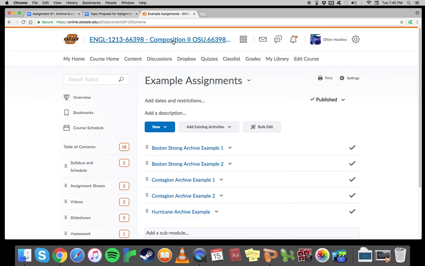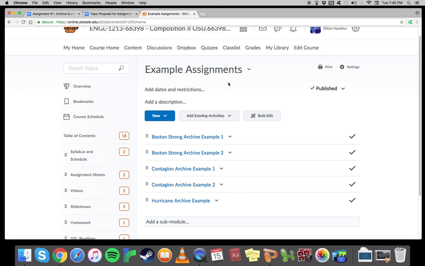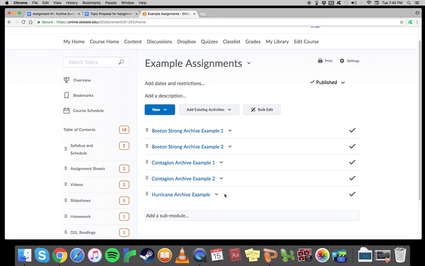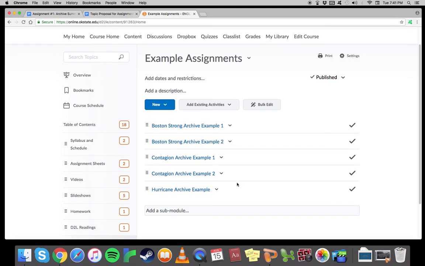If you go to D2L, under Content, you will find Example Assignments, another tab, and I have provided 5 examples of past students, okay? 2 student examples from the Boston Strong Archive, 2 student examples from the Contagion Archive, and then an example from the Hurricane Katrina Archive, all right? So these are slideshows. These are what past students have done. So you can look at what they've done and try to emulate what they're doing.